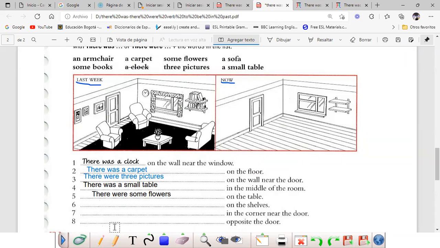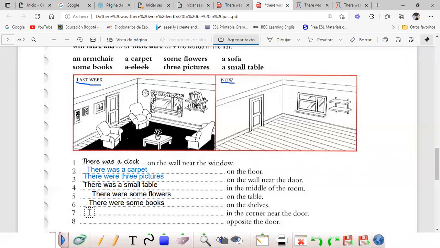Number 6. No idea about number 6? What is shelves? Maybe that's the problem. Shelves means repisas or estantes. Paola: there were some books on the shelves. Excellent, Paola. Very good. Any other?